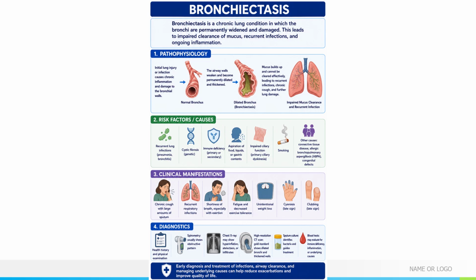And then step two is chronic inflammation. So inflammatory cells release those enzymes that gradually damage the bronchial wall. The muscular layer and elastic tissue begin to break down, and over time the bronchi become permanently widened. And then step three is the loss of mucociliary clearance. So normally mucus traps bacteria and debris, and those tiny cilia move that mucus upward where it can be coughed out or swallowed. But in bronchiectasis, both the bronchial wall and the cilia are damaged. So as a result, mucus cannot be cleared effectively.